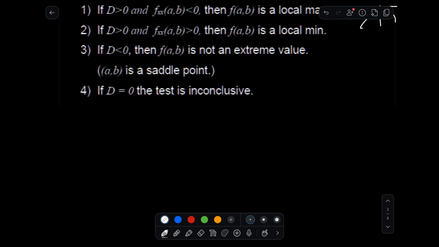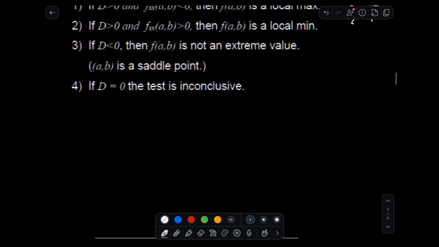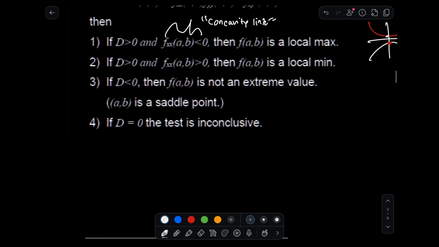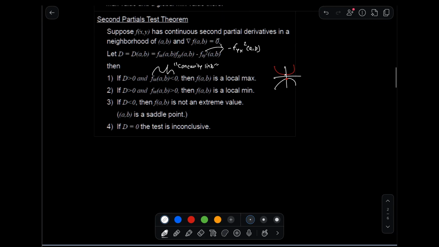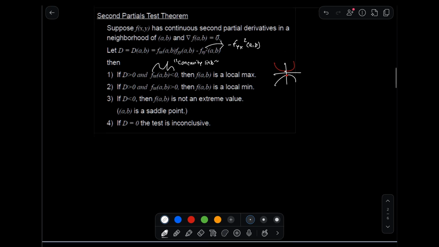Third statement, if D is less than 0, then f of (a, b) is not an extreme value, it's a saddle point. And on Desmos, we'll actually show what these saddle points look like on these curves, right? And number 4, if D equals 0, the test is inconclusive, which means we have to test in some other ways, right? But that's what the second partials test does. It's kind of like using your second derivative test to prove concavity if you're not 100% sure, right?